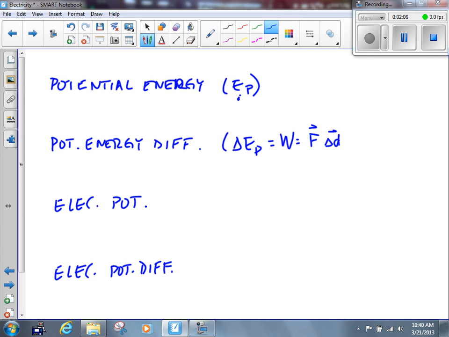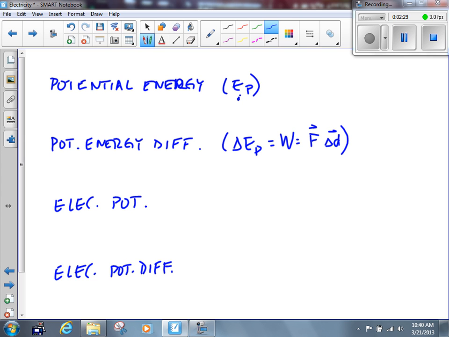Be careful with this one, though. That delta D is the displacement of the charge, the amount that the charge has moved, as opposed to, say, the distance between the plates. So if you've got a situation where you've got a charge in between two plates, the distance between the plates can be used to find the electric field, but not to find the work. For the work, you have to use the displacement of the charge, how far the charge has actually moved.